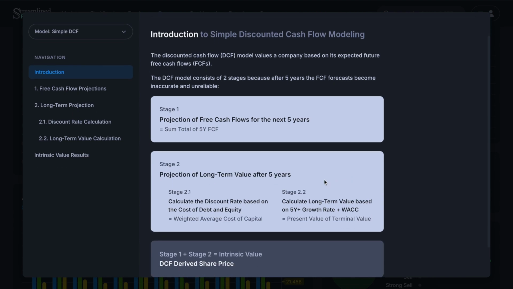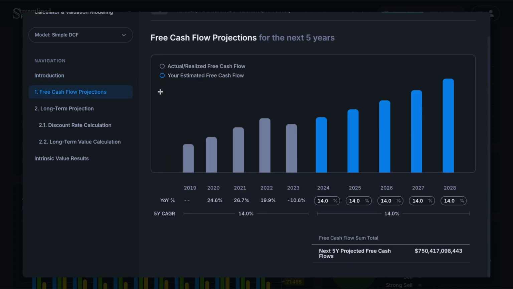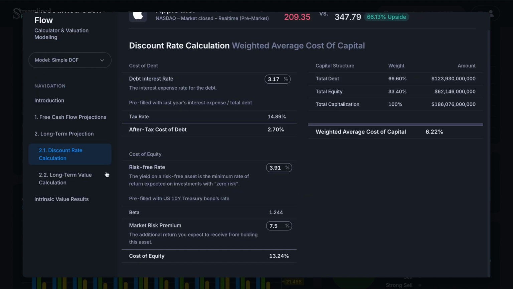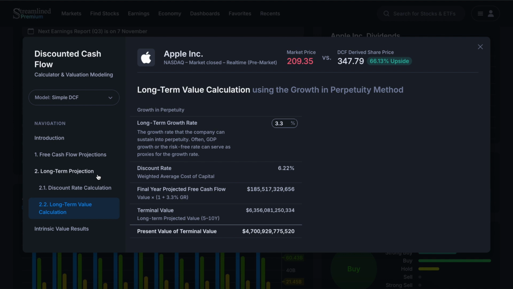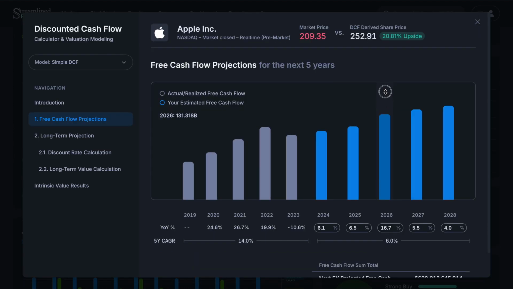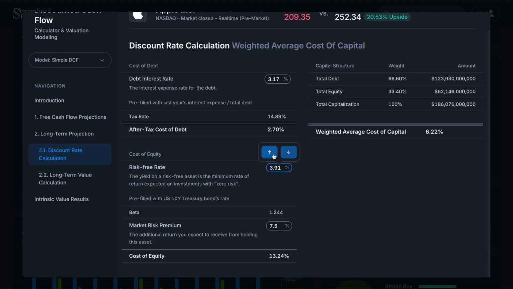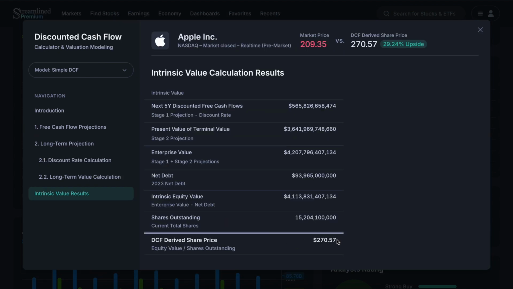The initial stage forecasts the free cash flow for a period of 5 years, where the predictions are more reliable. Then in the second stage, we estimate the company's value beyond the forecasted period. Using tools like Streamline Finance, you can adjust the projected free cash flows, the cost of capital, and calculate the company's long-term value to get the derived value per share.